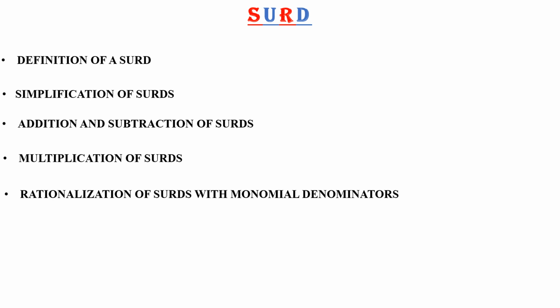We're going to look at the topic called surds. After the end of this topic, you're supposed to be able to understand what a surd is, know how to simplify surds, add and subtract surds, multiply surds, and then finally be able to rationalize surds with monomial denominators.